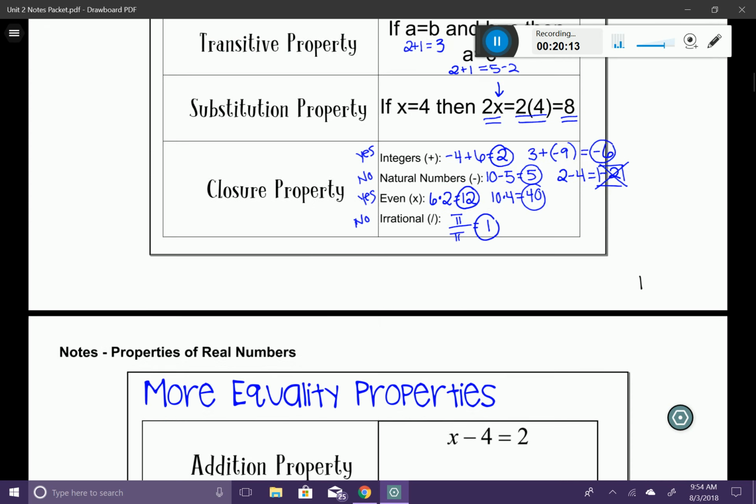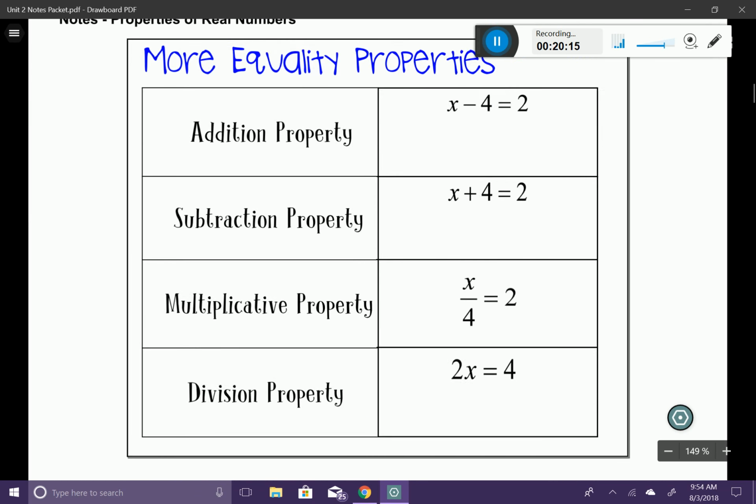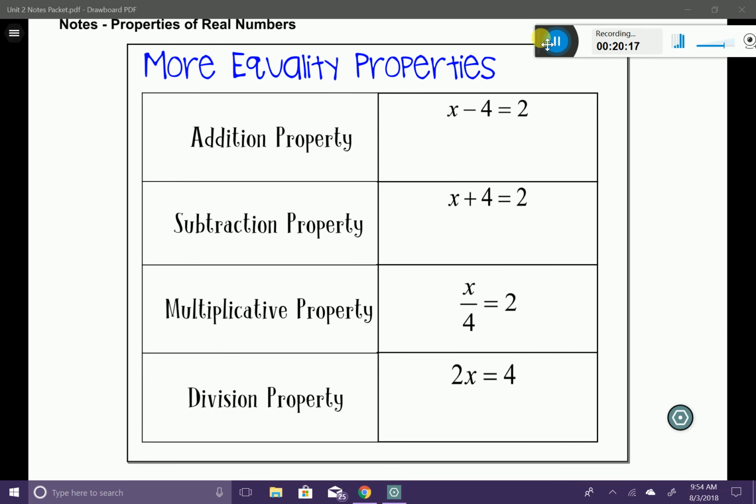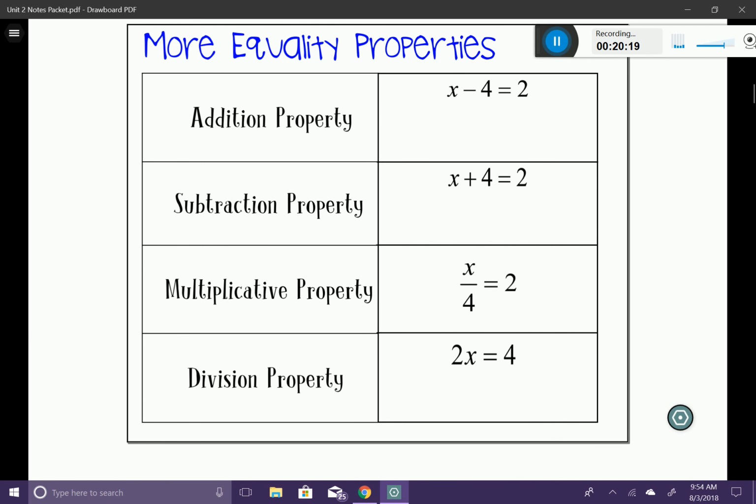Okay, I've got 4 more really quick properties for you, and we're going to be talking about these properties as we go along in Unit 2 and talk about equations. I just want to review this with you with your understanding of how equations work. And I know that you've learned one-step equations in the past, so these examples should be pretty easy for you.